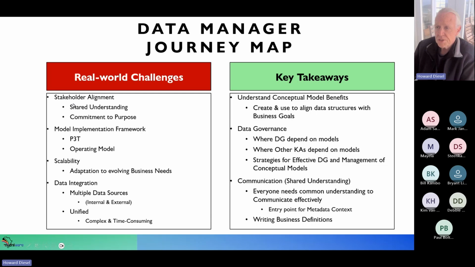Okay, so the type of challenges we'll deal with is stakeholder alignment. How do you get them to commit to the purpose of building a conceptual model, and not one that is done in the beginning and then disappears or never gets looked at again? It's one that will be maintained and sustainable. And then how do we build an implementation framework for those of you that are in data governance or establishing a data management practice or data modeling architecture practice? I use the term P3T. I wonder how many of you remember some of the discussions we've had, but that is your principles, policies, and procedures, and then the T stands for the technology or reference architecture that's appropriate to data modeling.